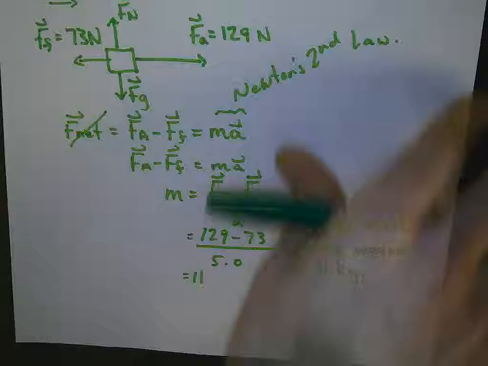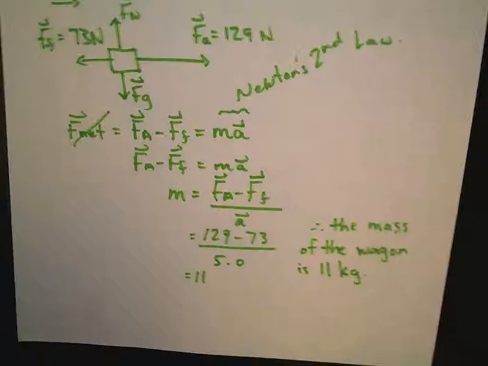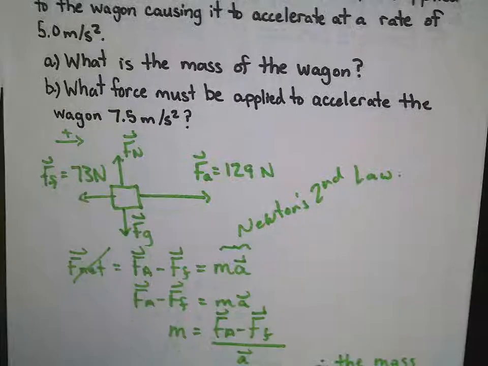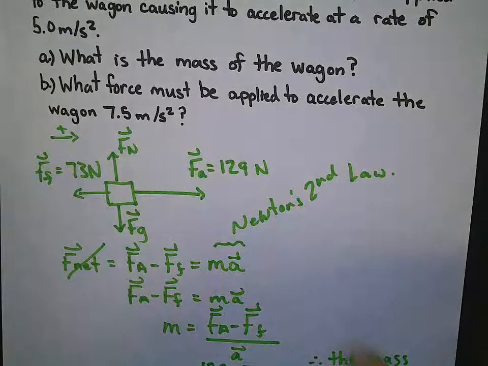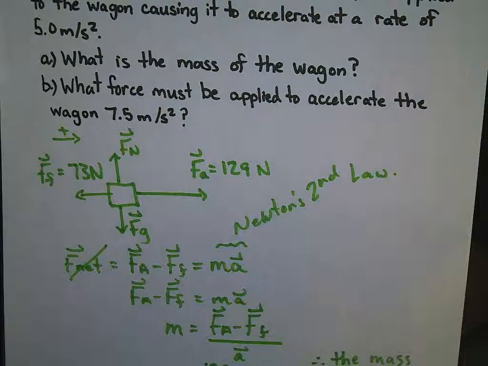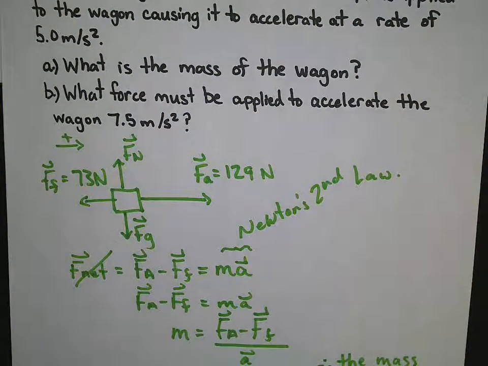Now let us look at part B, where we're determining the force that must be applied to accelerate the wagon at 7.5 meters per second squared. Remembering the mass of our wagon is 11 kilograms.